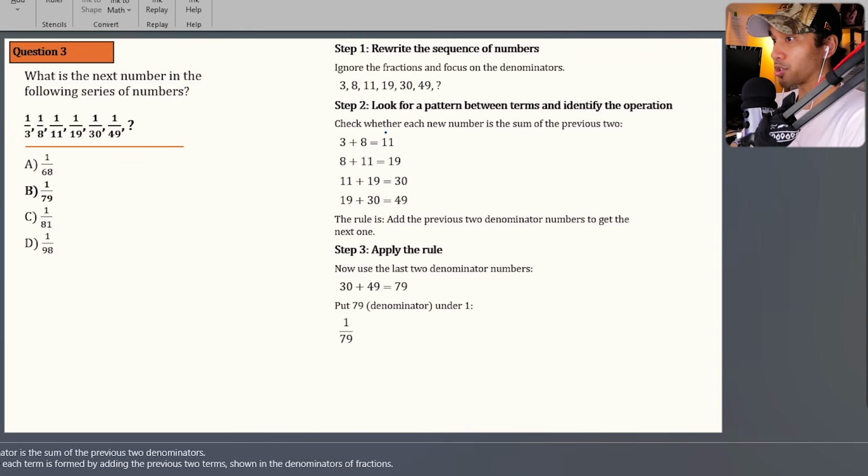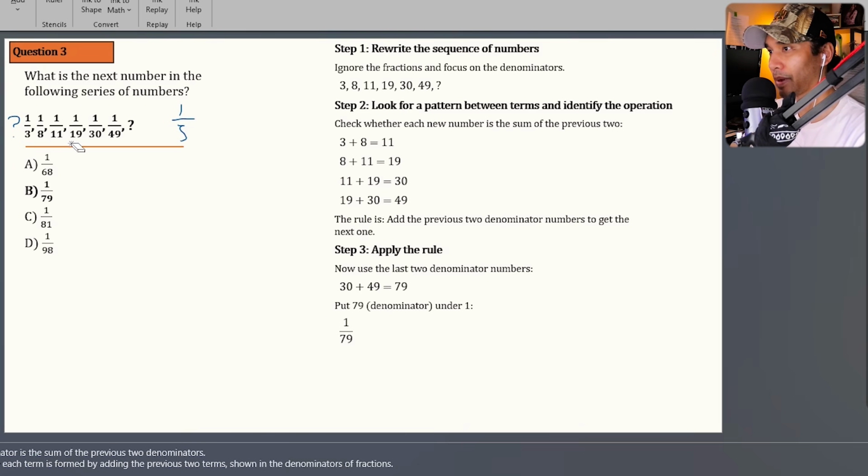Okay, there might be a trick question where they're going to ask you, what's this one? Right? And then you just do it in the opposite. 11 minus 8 equals 3. 8 minus 3 equals what? 1/5. 1/5. Right? Would be the next one. If they do a question like that. But I don't think they would.